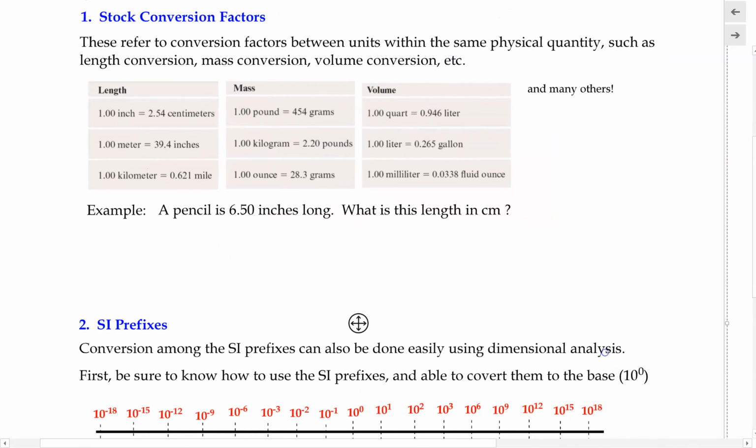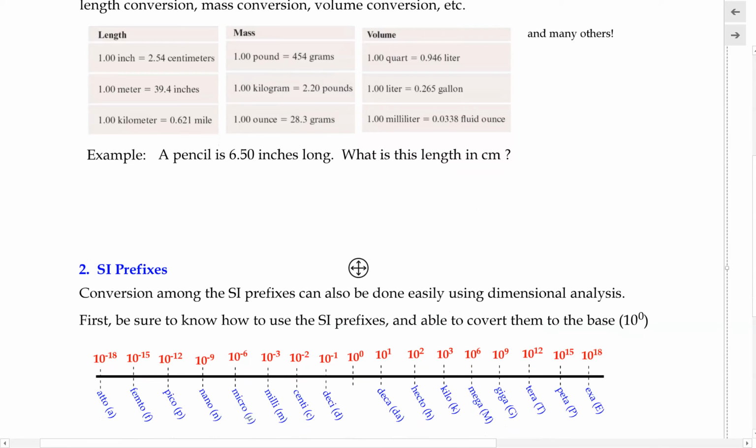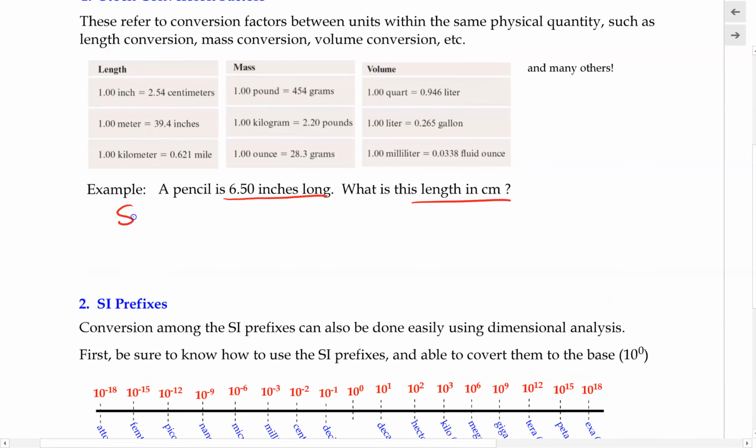Okay. So let's now try an example of unit conversion using dimensional analysis. In this case, we have a pencil that is 6.5 inches long. What is this length in centimeter? Our starting unit will be 6.50 inch, and the wanted unit will be centimeter. The conversion factor that we need is one that converts inch into centimeter. When we look at this list, we see 1 inch equal to 2.54 centimeter. So that is the conversion factor that is needed.